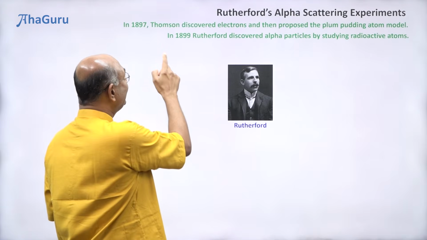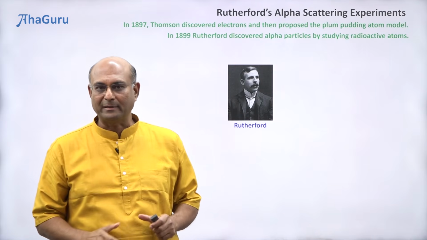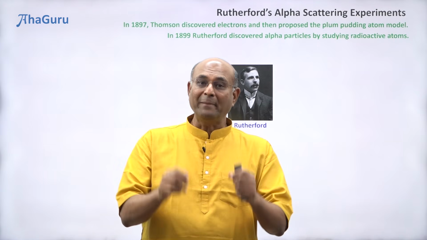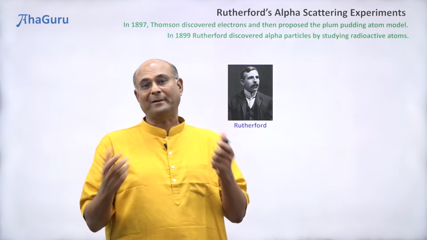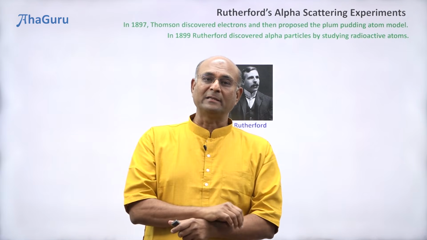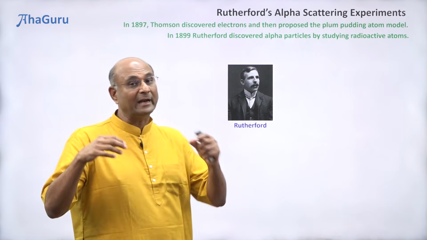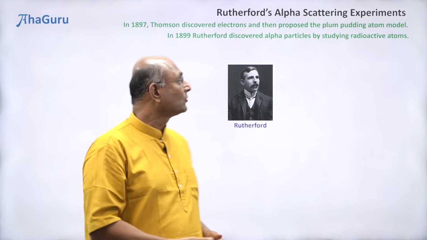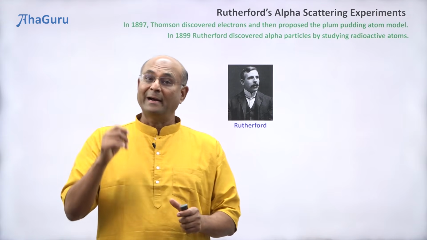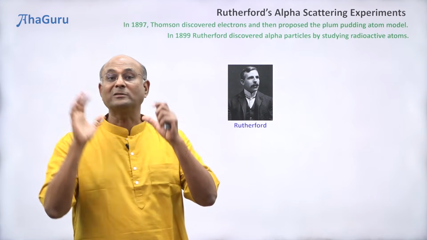In 1899, Rutherford discovered alpha particles by studying radioactive atoms. He looked at radioactive atoms like radium and uranium, and he found that these atoms emit alpha particles. He studied the nature of alpha particles, and he found out that these alpha particles were also very, very tiny compared to atoms. Just like Thomson had found out that electrons were very tiny compared to atoms, Rutherford found that alpha particles were very, very tiny when you compare them with an atom. But electrons were negatively charged. Rutherford found that alpha particles were positively charged.